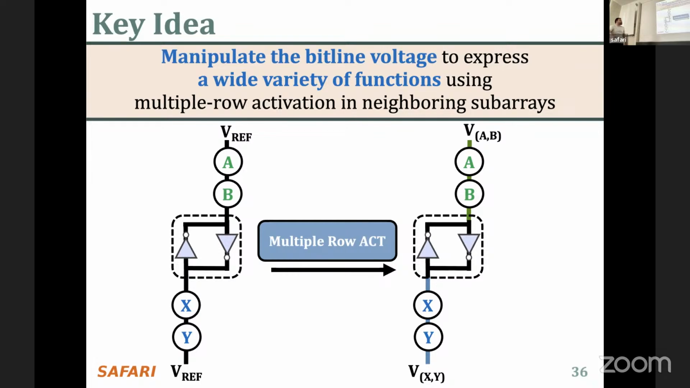When we perform this multiple row activation, now both bit lines become a function of the voltage values that the cells store. For example, the top bit line becomes a function of A and B, and the bottom bit line becomes a function of X and Y. The sense amplifier will compare those two bit lines, and if the top one is higher, it will drive VDD over there. If the bottom one is higher, it will drive VDD over there. And when it drives VDD to one bit line, the other bit line becomes the negative value. So we will use this key idea to perform AND-NAND or AND-NOR operations.